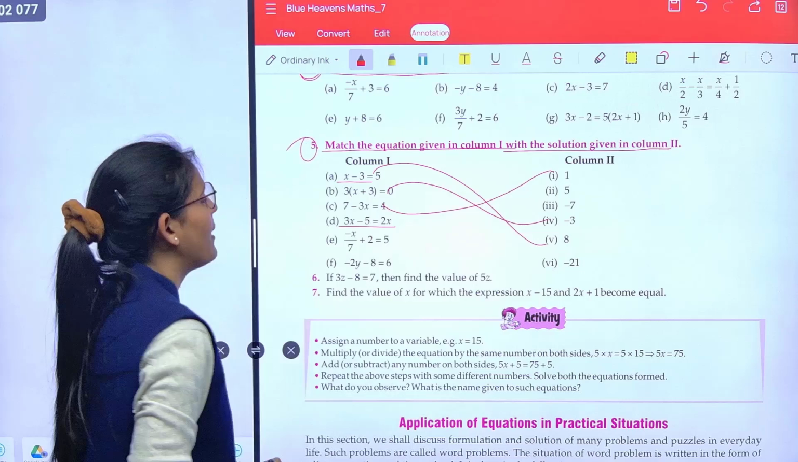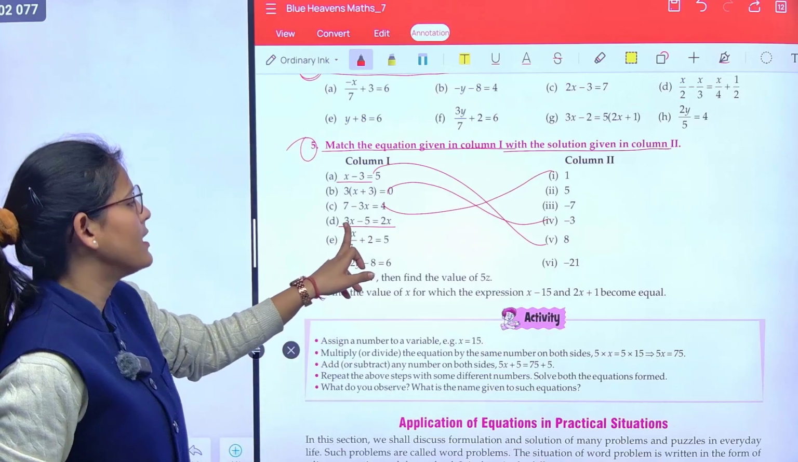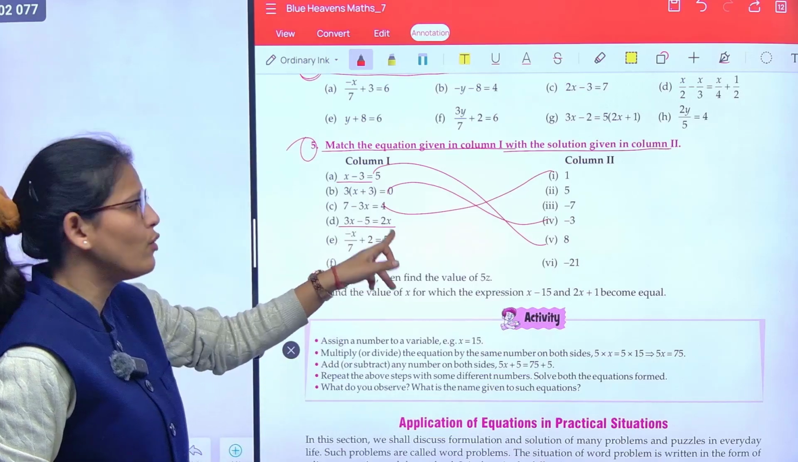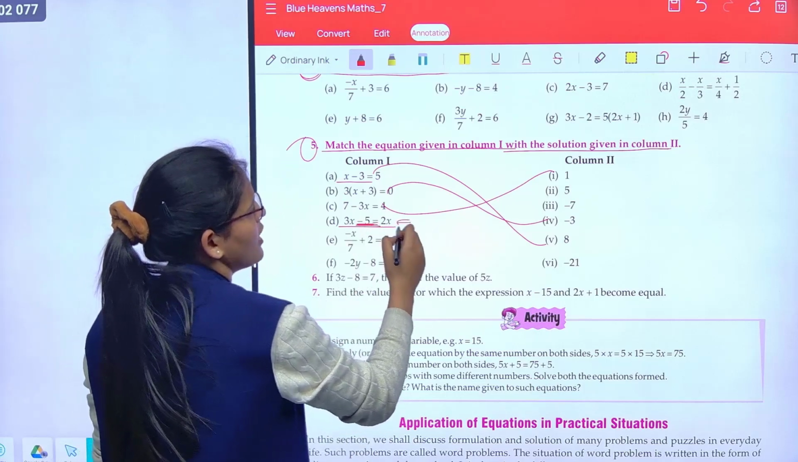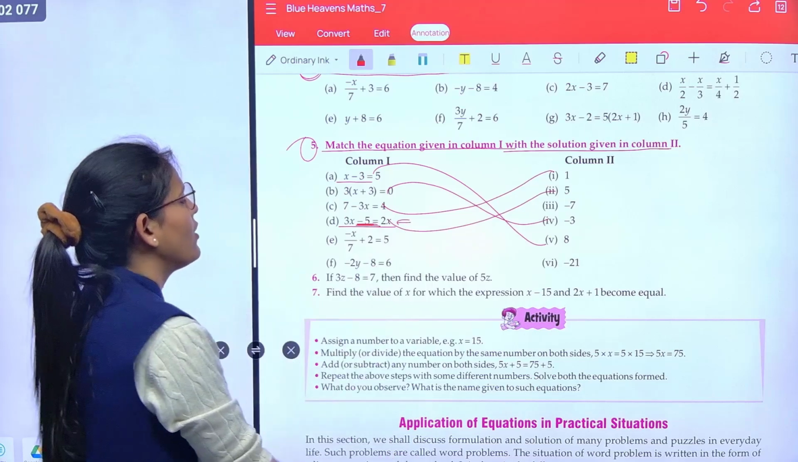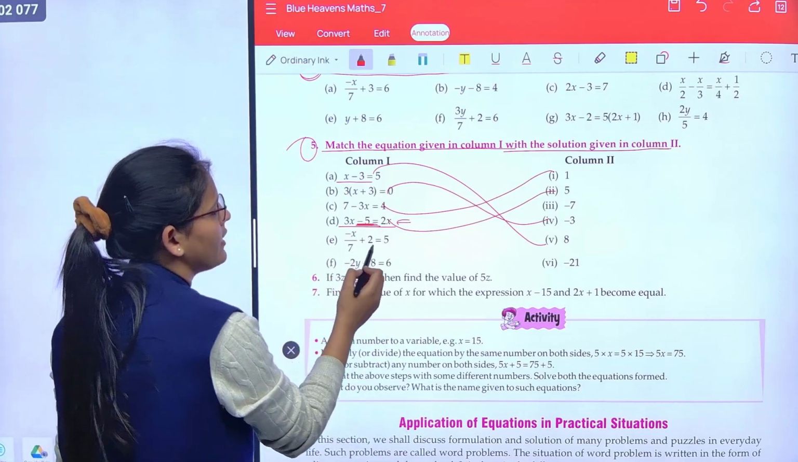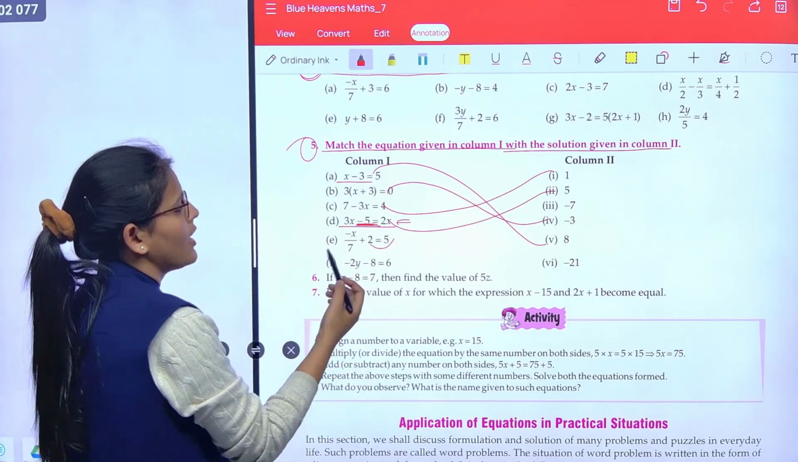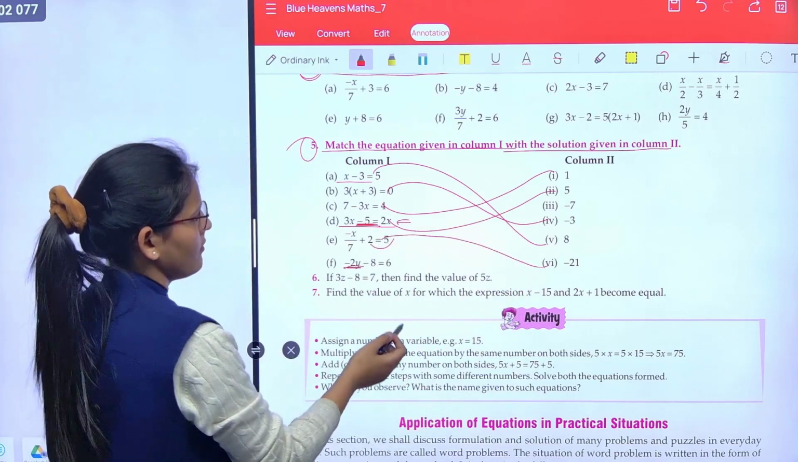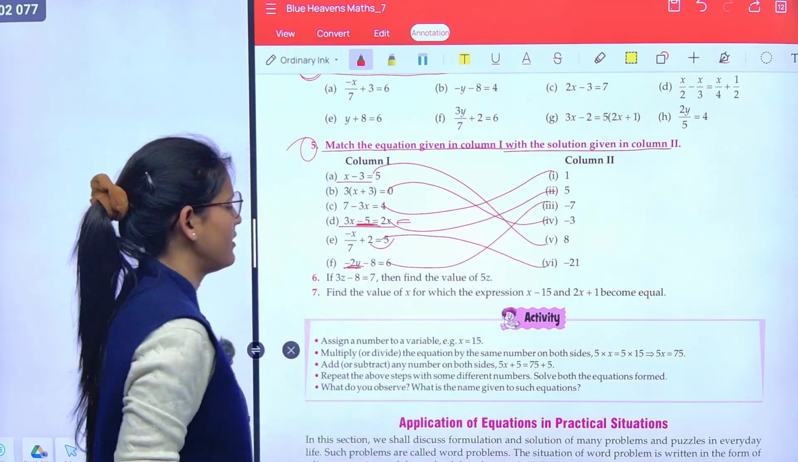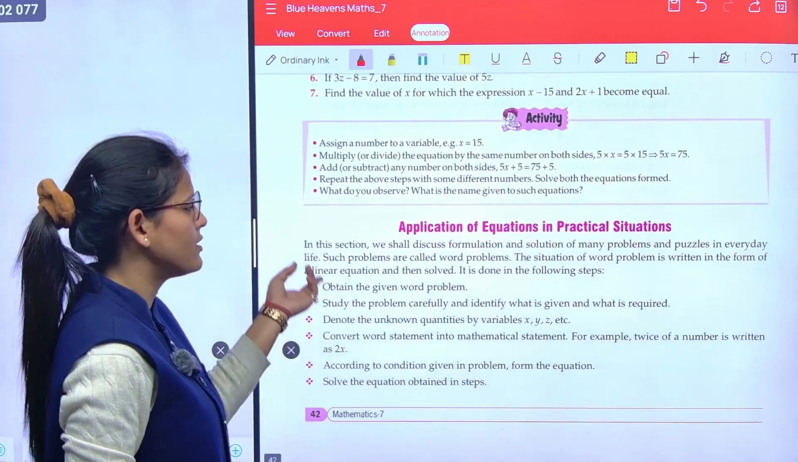Now here, class, plus 3, here it becomes x is equal to minus 5. Class, x is equal to, here this minus goes over there and becomes plus, x is equal to 5. Now class, here x upon 7, this goes over there and becomes minus, so class x is equal to minus 21. Now this is it, class, rest of the questions do yourself.